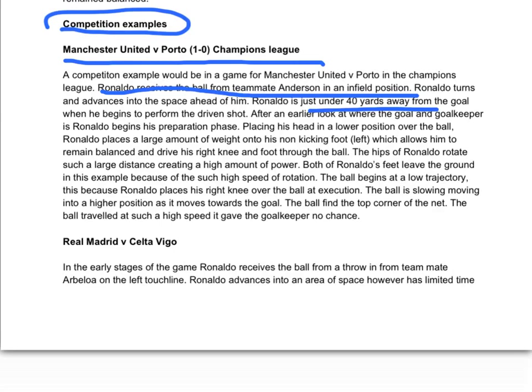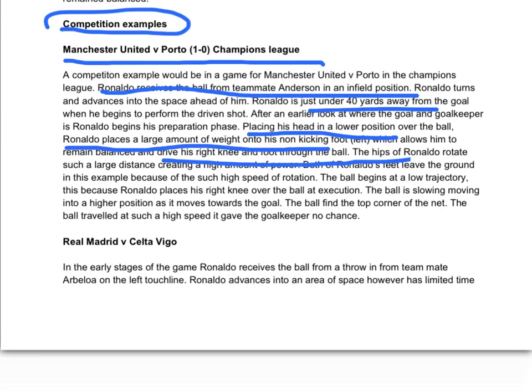He's had a look, his head's in the low position. So again, we're not just describing it. It's useful to describe what's happened in the situation, but we're not just doing that. We're still relating it to the technical stuff. What's his head doing? What's his non-kicking foot doing? That allowed him to remain balanced and drive his right knee and foot through the ball.